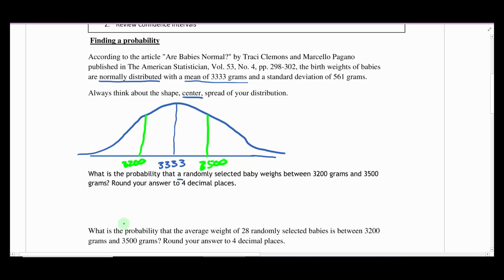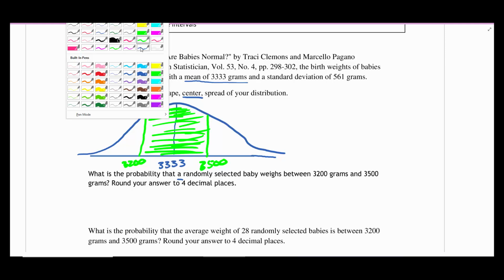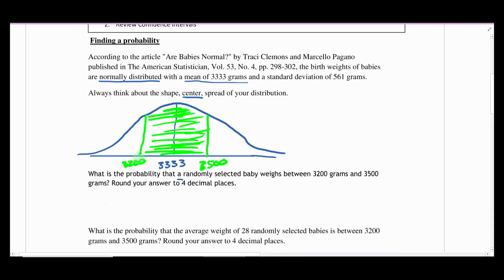If we want to know the probability that one single baby is between these two weights, then we would find the area underneath the curve in between those two weights. So we're essentially trying to find this area underneath the curve. We can do this using what's called a normal CDF function. The normal CDF function calculates that area as long as you tell it the two boundaries and you tell it about the distribution. So when we go to our calculator, we're going to do normal CDF, and I'll show you how to get there in just a minute.